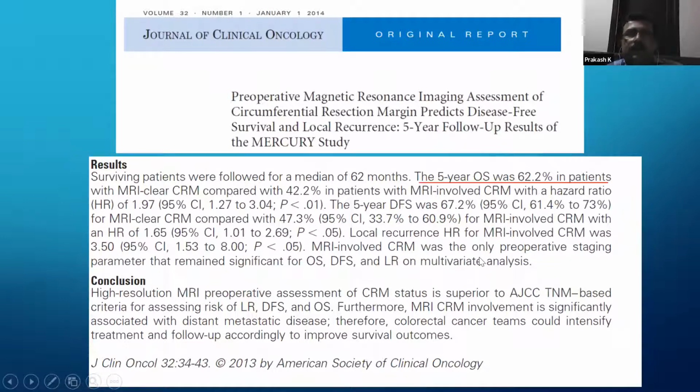These results and this large multicenter data from the UK and Sweden combined have clearly established the role of high resolution MRI in preoperative assessment and in selecting patients for preoperative chemoradiation to get good long-term results. So this has become the standard of care and probably what you normally call a landmark paper, which every surgeon should know if you are dealing with rectal cancer surgery.